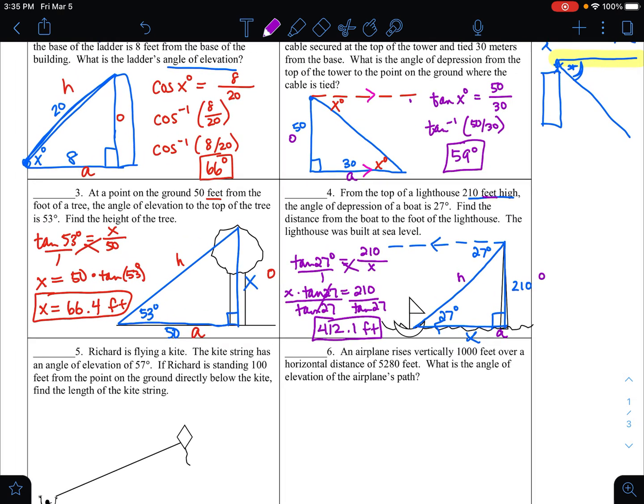So what I'd like you to do is keep going. I want you to draw a picture, add to the picture already there, and you're always drawing a triangle. Your goal is to make a right triangle so you can do SOHCAHTOA or inverse sine, cosine, tangent. These are just more word problems dealing with that.